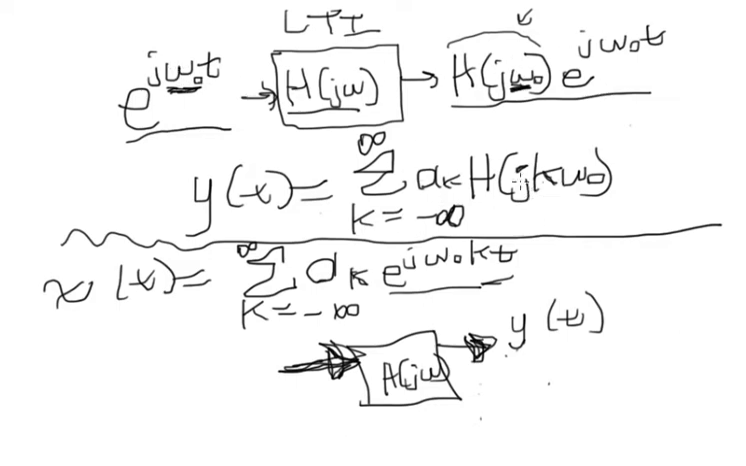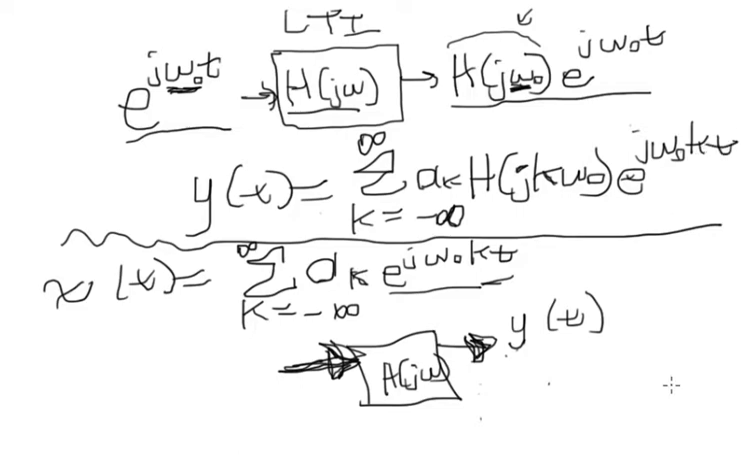So what am I getting out? I'll have this original Fourier series coefficient ak, but I'm multiplying it now by this frequency response, evaluated at these various frequencies. But I still got frequencies of the, there needs to be a k here. J omega naught kt coming out.